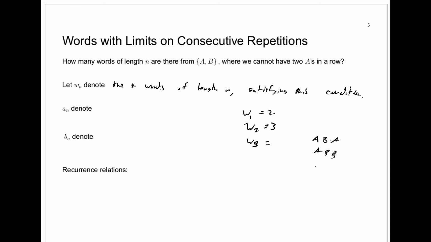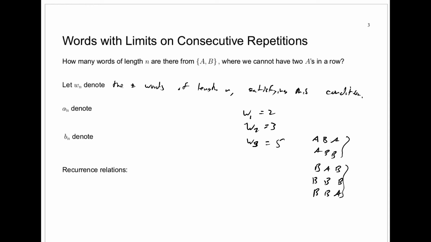Well, if I start with a B, I can put anything next. I could have a BA or a BB. But if I have a BA, the next letter has to be a B. If I start with a BB, I could have a B or an A. So you can see very simply there are 5 words possible here. And you already see from just the way I tried to organize and count W3, the number of 3-letter words, the total was 5, it's helpful to split them into the cases where the word starts with an A or where the word starts with a B.